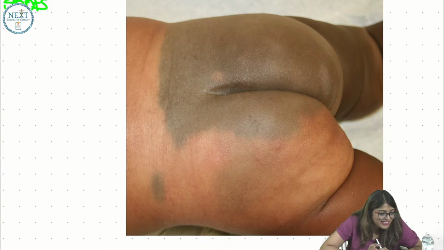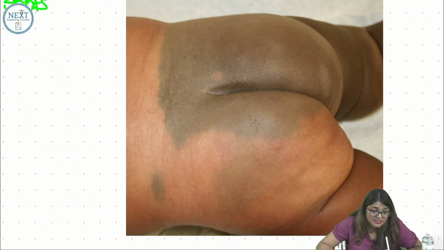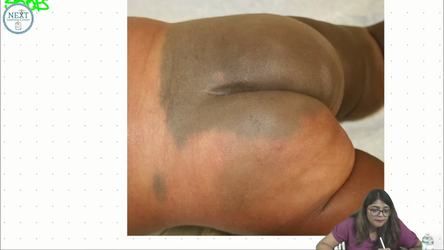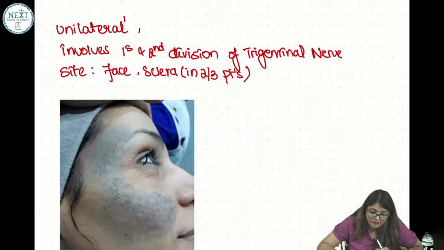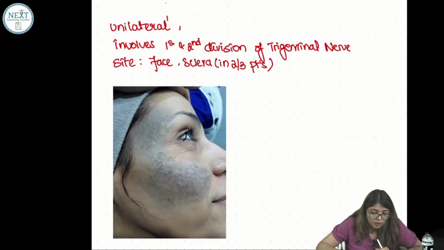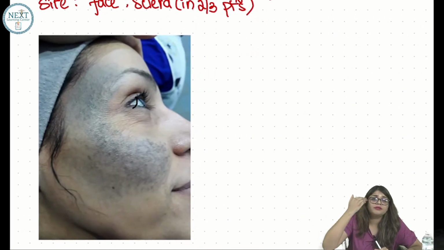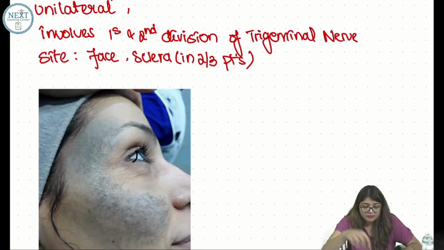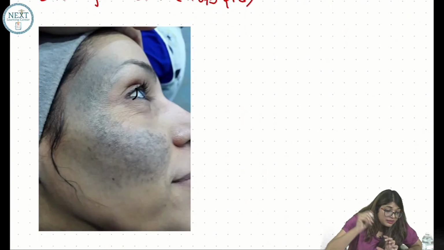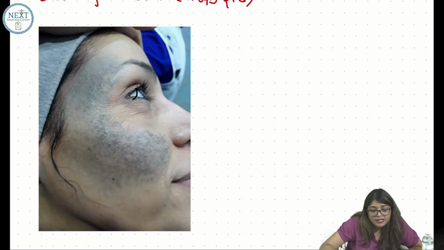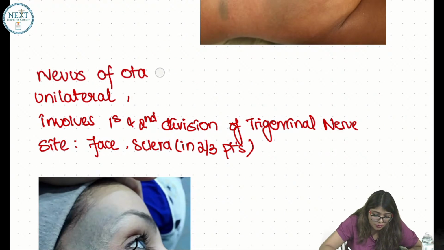Okay, this is not your nevus of Ota. Mongolian spots. Very good. This is your Mongolian spots. And finally, what do you have here? Unilateral, involving the trigeminal nerve. Which part of the trigeminal nerve? First and second divisions, right? Now this is your nevus of Ota.